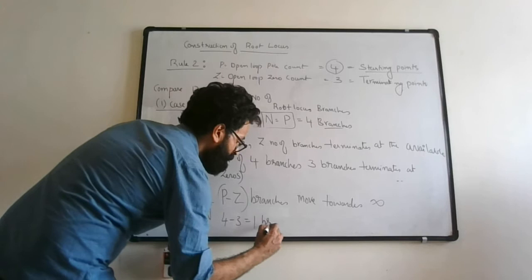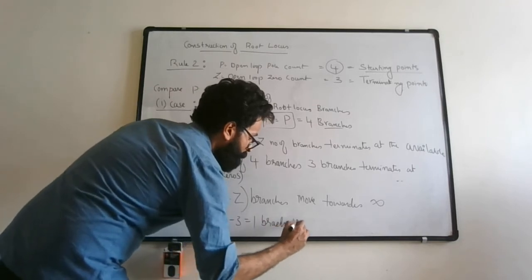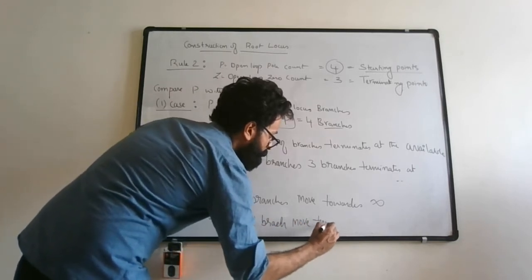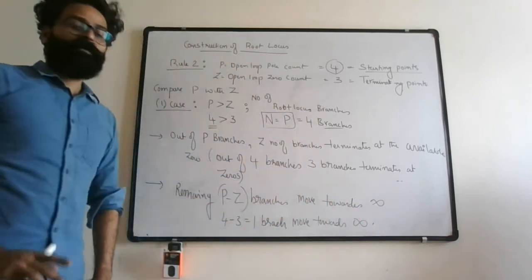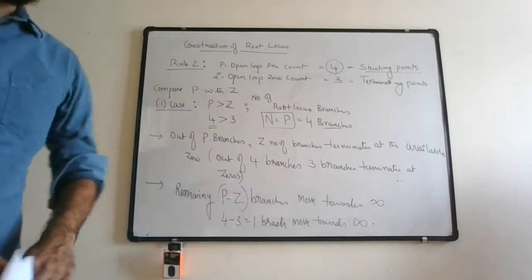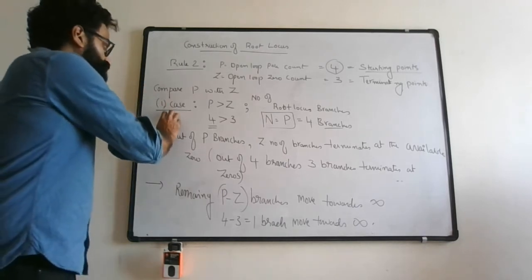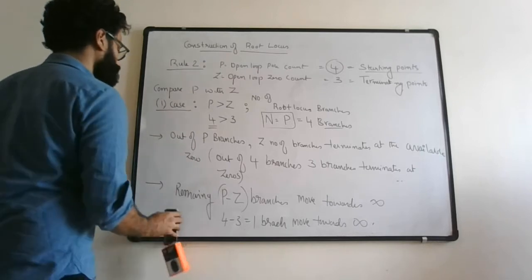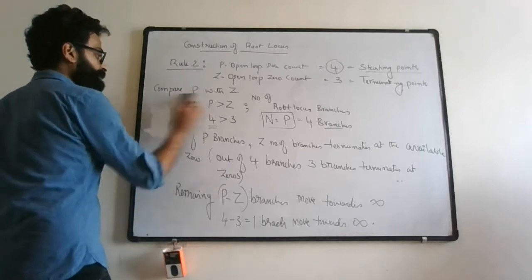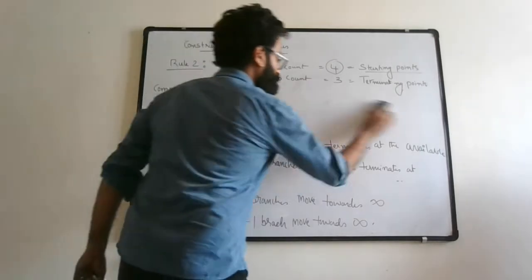So one branch moves towards infinity. Okay. So this is the meaning. Okay. So that is for case number 1, wherein pole count is greater than the 0 count. Alright, so let me erase and let me move towards case 2.